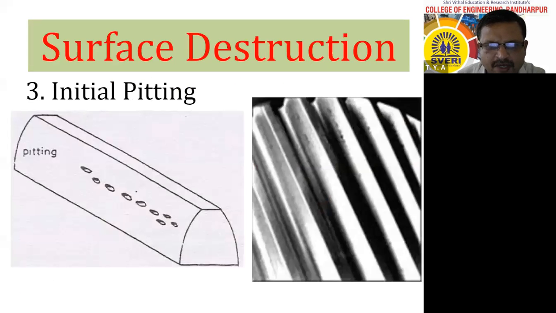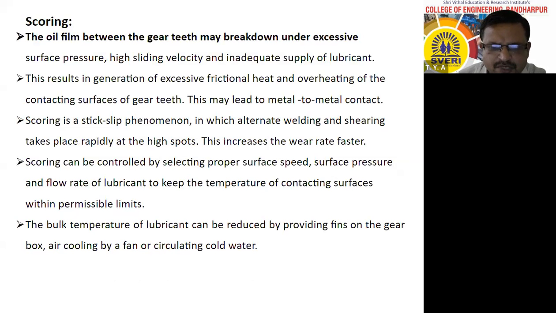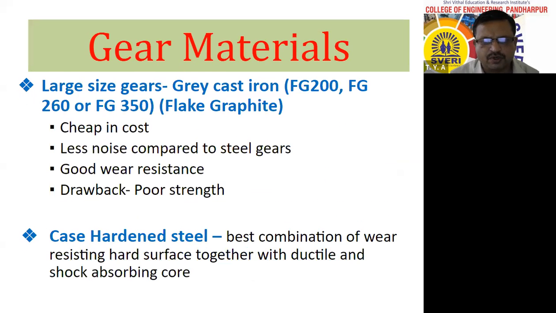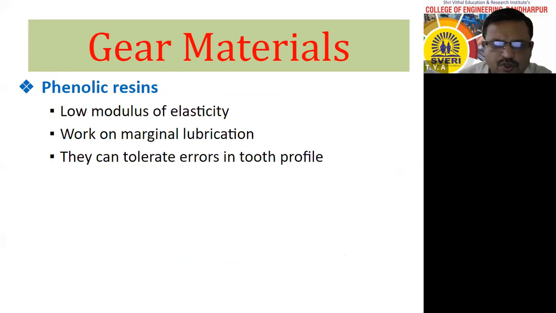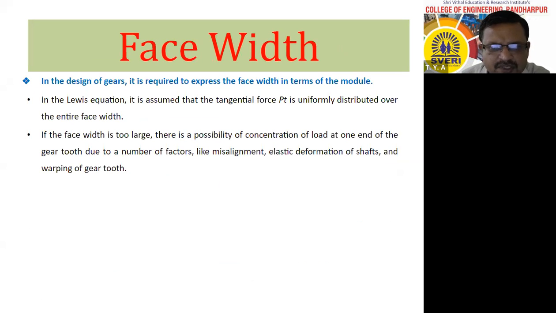Face width is denoted by the letter B, and its proportion is that it should be greater than or equal to 8 times module and less than or equal to 12 times module. Therefore, we have to take the mid value, that is, we have to assume that it is 10 times module. Module means whatever that value is, 3 mm, 4 mm. Therefore, in the design of gears, it is required to express the face width in terms of the module. In Lewis's equation, it is assumed that the tangential force PT is uniformly distributed over the entire face width.